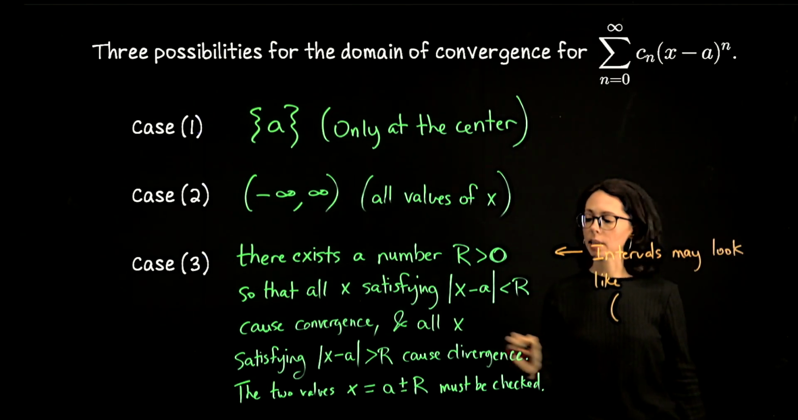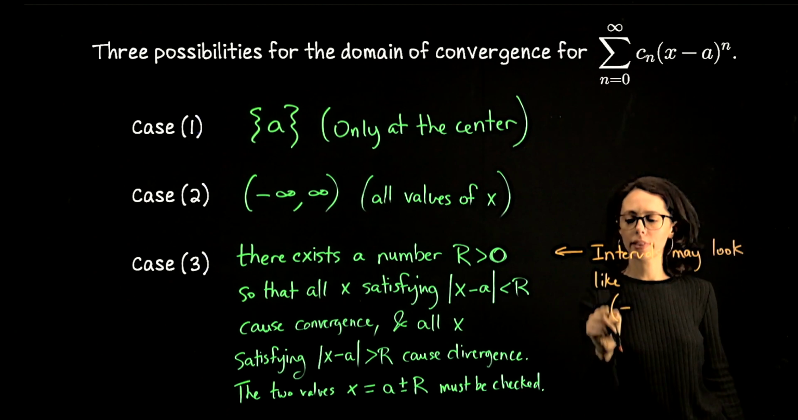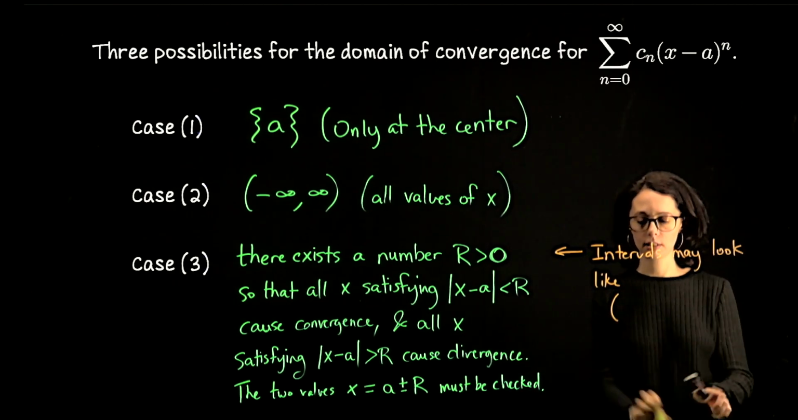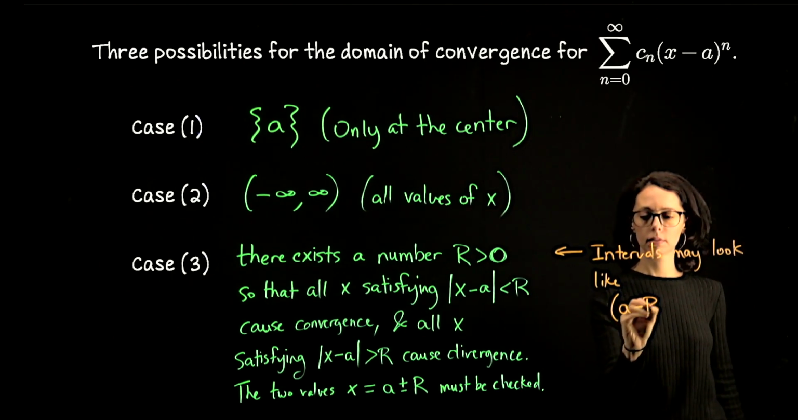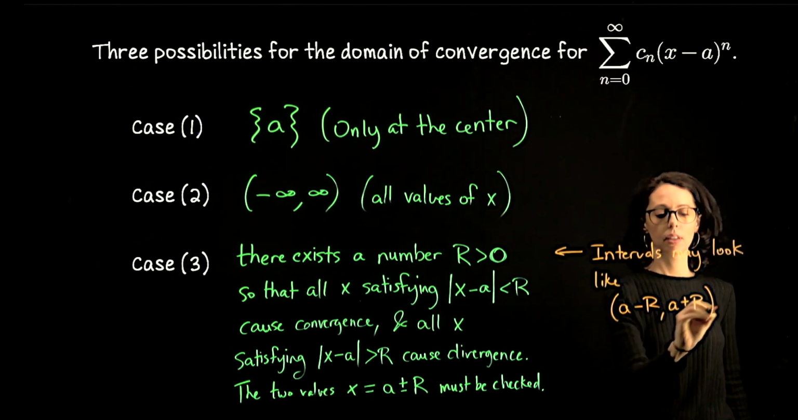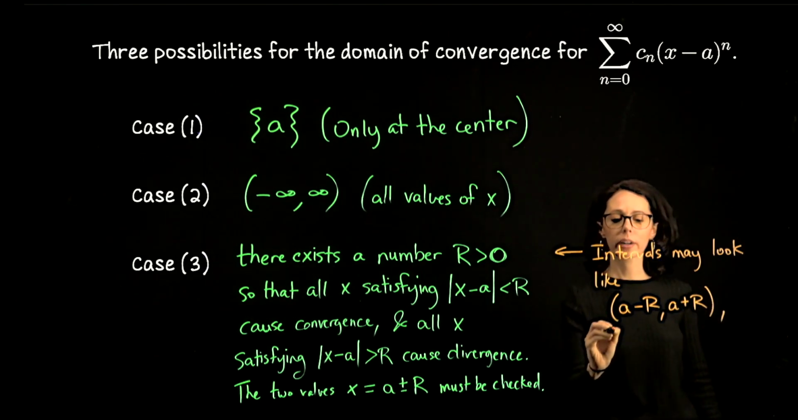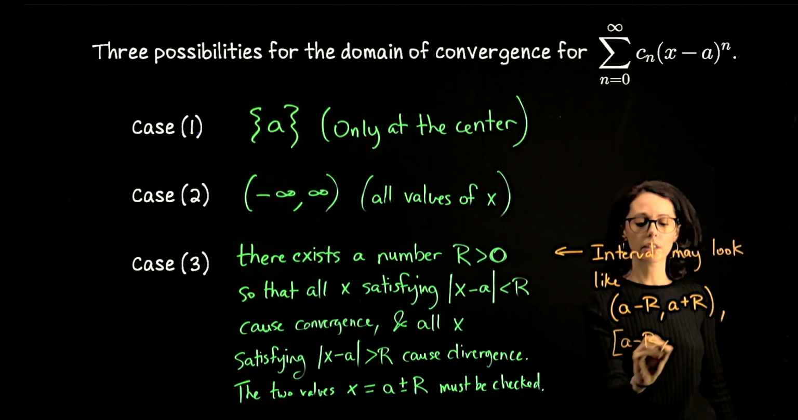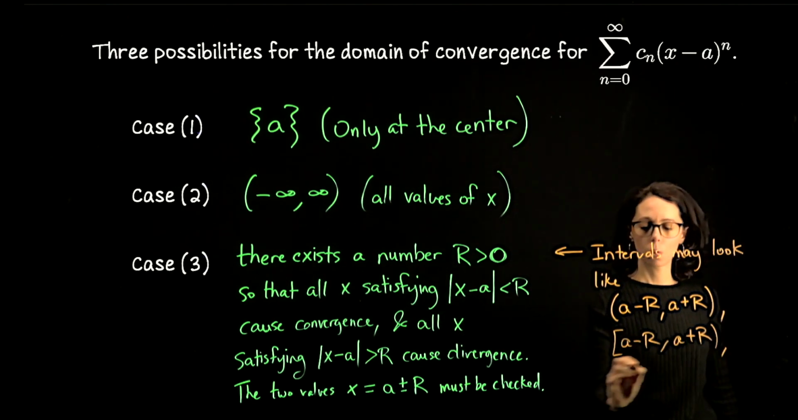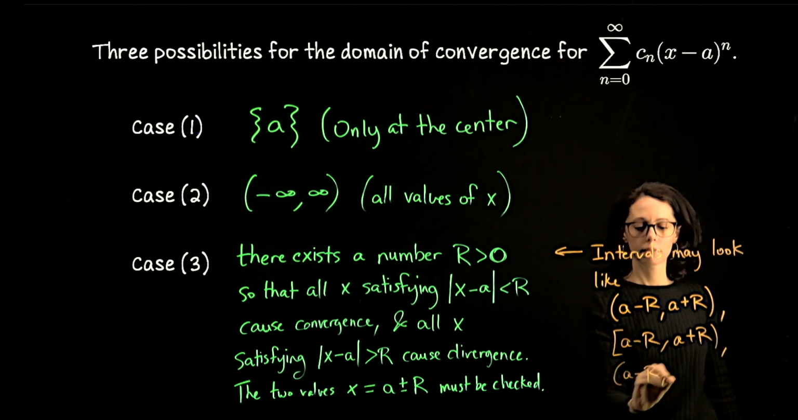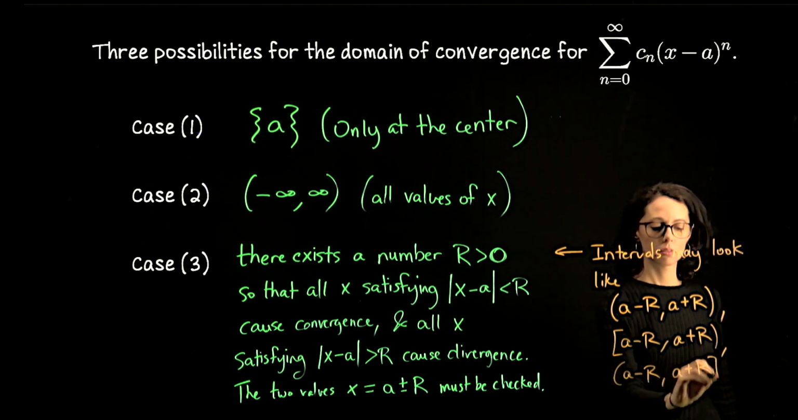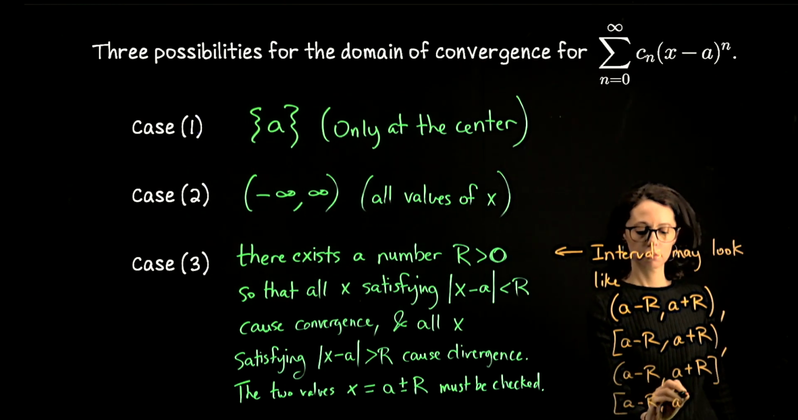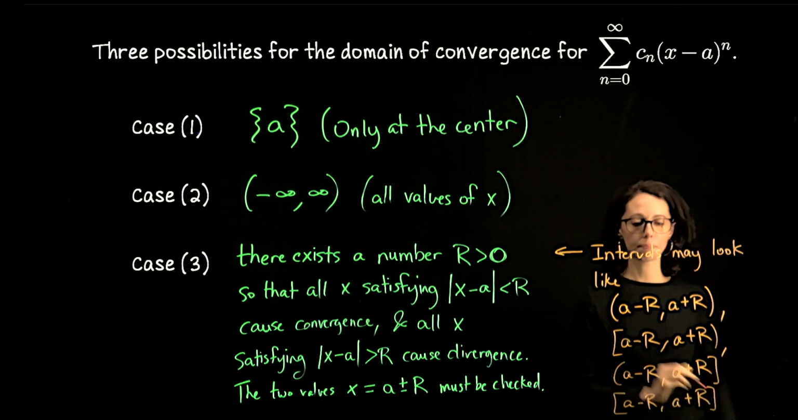what we just saw was an example of a minus r through a plus r with parentheses, meaning that the endpoints did not cause convergence. So this is an open interval. Or it could be like the left one was okay, so I do square bracket to say that this causes convergence, but this one doesn't. Or it could be the reverse. Or it could be both. Like that. Okay.